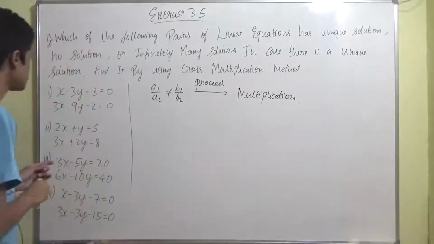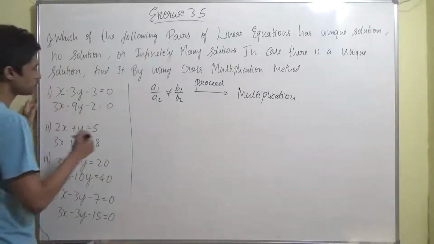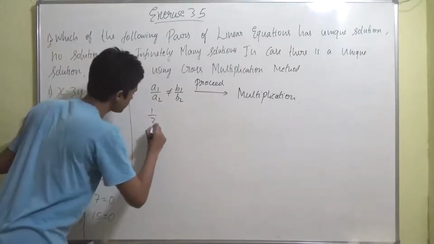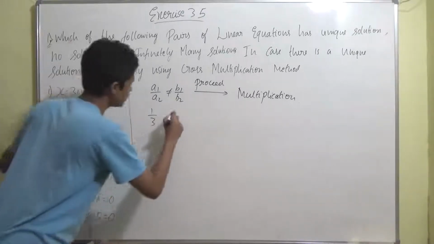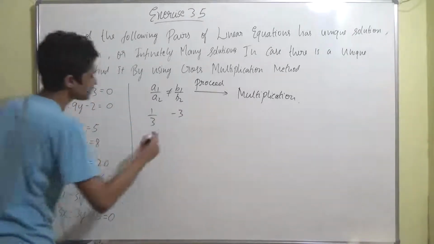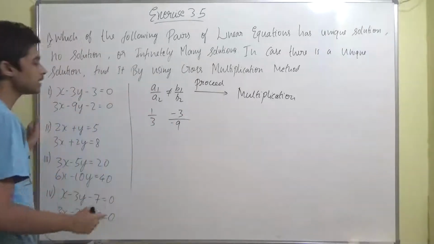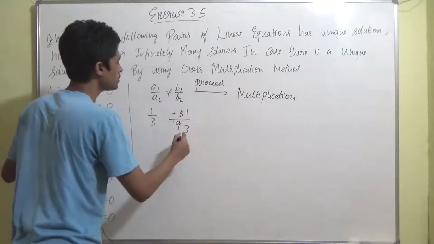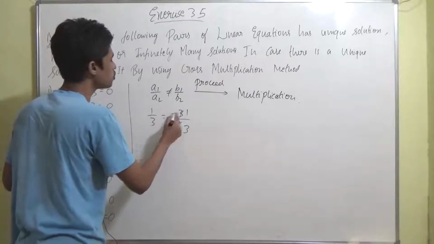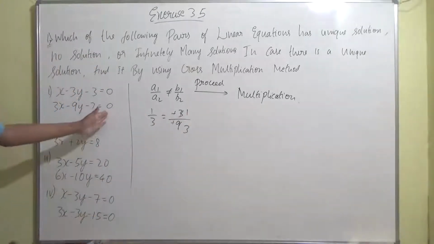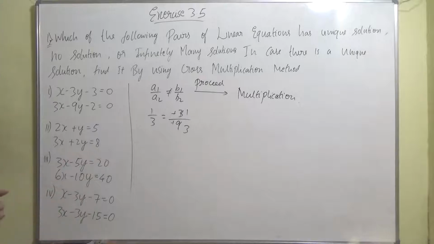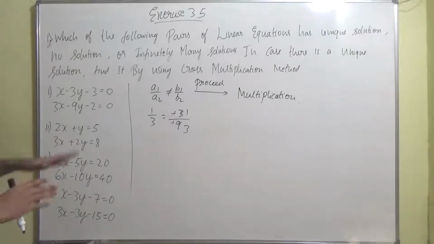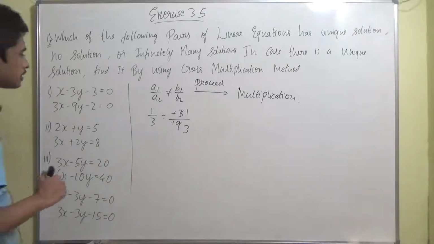So let's start the comparison guys. Let's see a1 by a2. So here a1 is 1 and a2 is 3, so 1 by 3. Let's see b1 and b2. b1 is minus 3 and b2 is minus 9, right? Now if you see guys, we can simplify this, minus minus will get cancelled. 3 ones are 3, 3 threes are 9, which means even this one is coming as 1 by 3, which means a1 by a2 is equal to b1 by b2, which means for the first sub question there is no unique solution. So we are not going to go ahead and find the solution using the cross multiplication method.